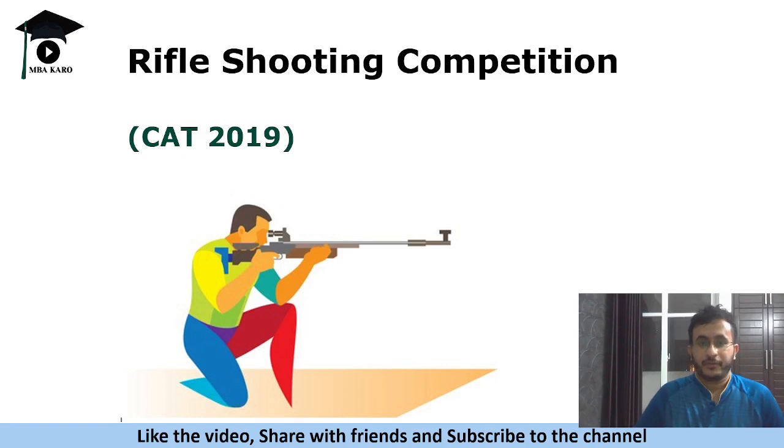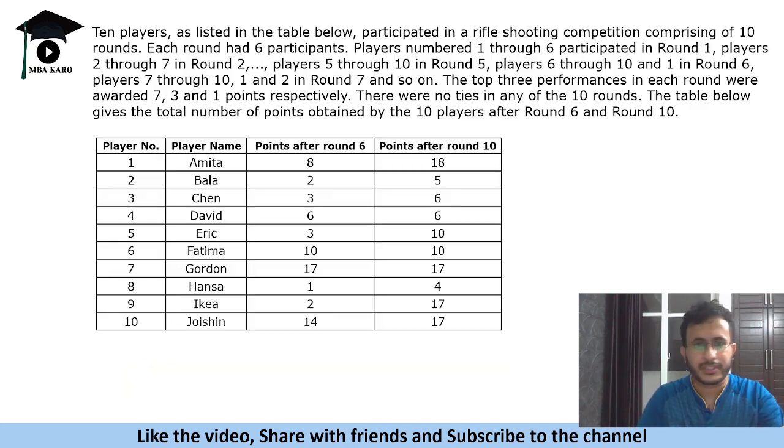In this video, I'm going to discuss the solution of one of the sets from CAT 2019, which was on a rifle shooting competition. Although the logic of this set was not very difficult, it was a very lengthy set. It talked about a competition between 10 players and it consisted of 10 rounds. So, in order to solve this, you had to draw a rough table consisting of 10 rows and columns. Right, so that is what makes this set quite lengthy. And let us see what should have been the approach to solving this question.